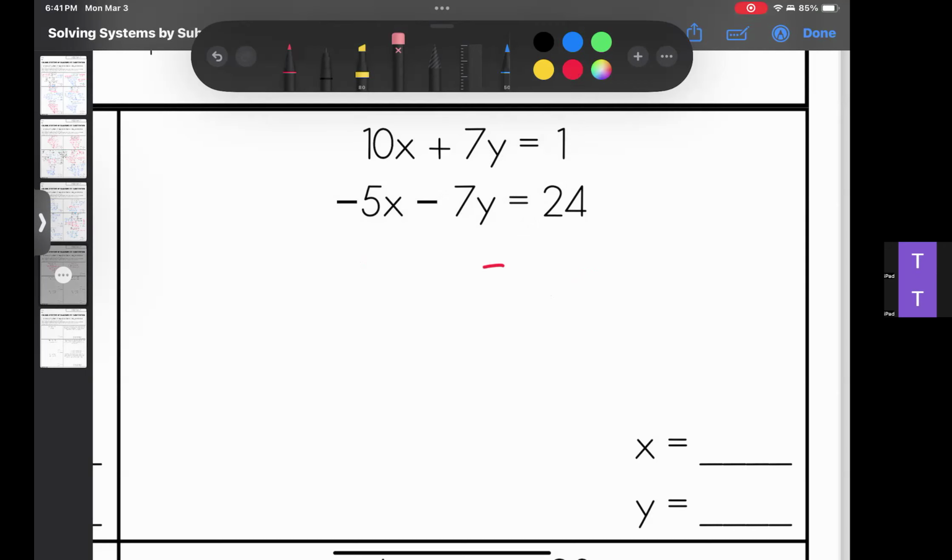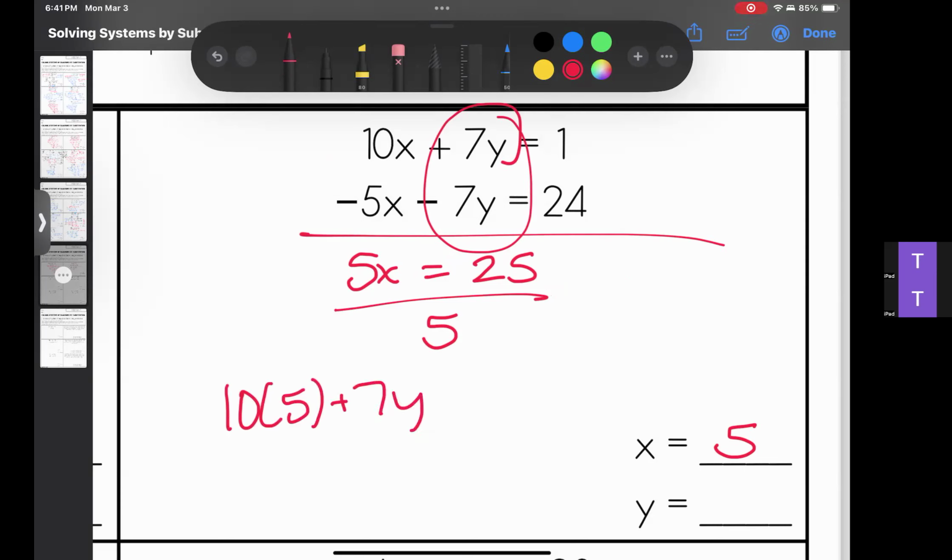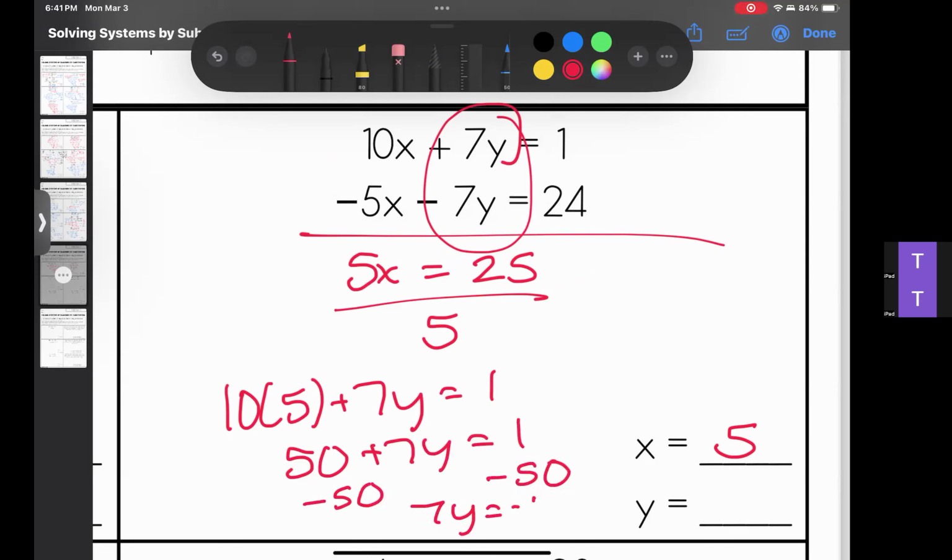This might be a good one to just jump in and do elimination, but we're supposed to substitute. All right, let's just do elimination. So it's already setting itself up, right? It's just begging to be eliminated. X is equal to 5. 10 times 5 plus 7y equals 1. 50 plus 7y equals 1. 7y equals -49. This is equal to -7. So 5 is x and -7 is y.